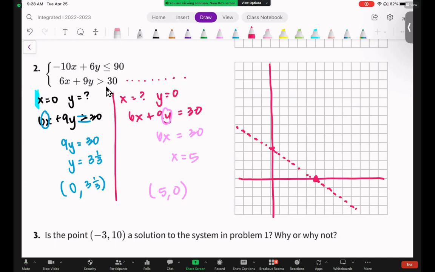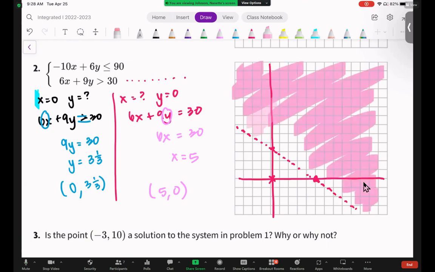So I'm going to make a little, nope, it's not a solution. So where should I shade? If I can't shade below the line, where should I shade? And you're like, oh, I should shade above the line. And you're right. So I'm going to shade all of this stuff. So I'll make this guy pink.